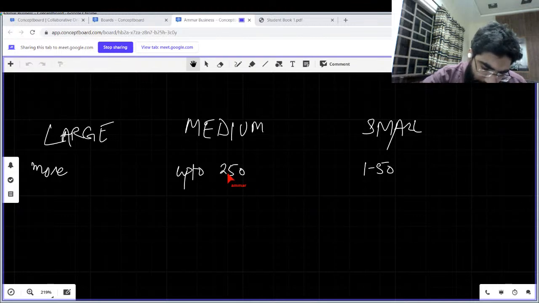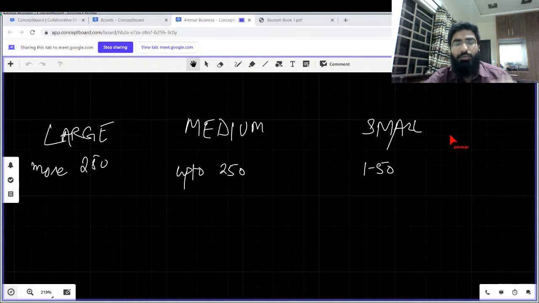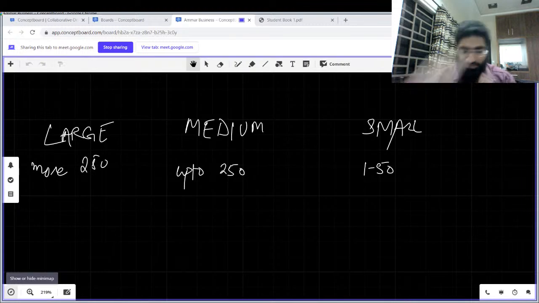So more than 250 employees would be a large sized business. Okay. This is the first thing, how we categorize businesses based on how many employees they have.